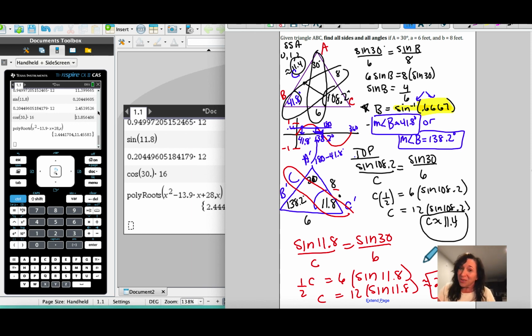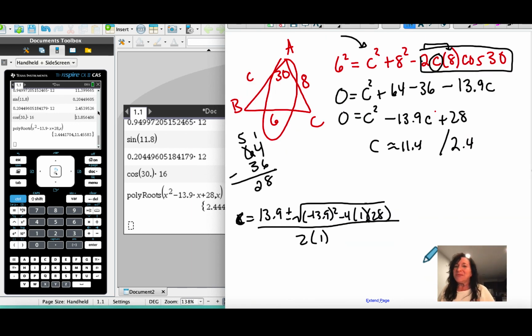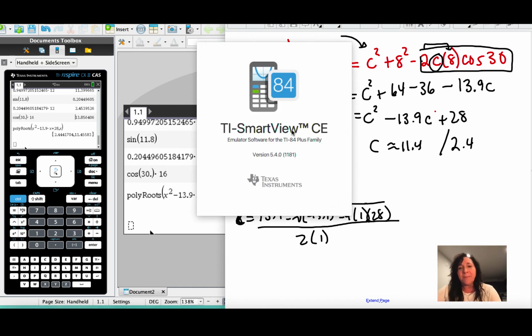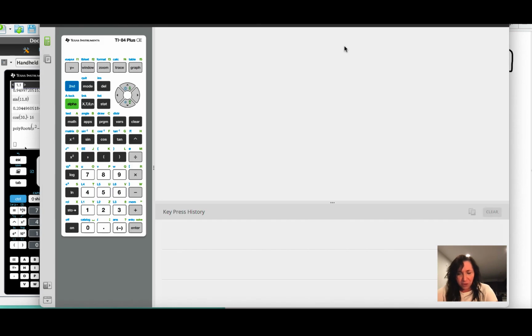What it didn't do, though, was give me all the angles. So if I had to find all the angles, then I do need to use the law of cosines. One other option, too, and I know I'm probably spending too much time on this, so you can just fast forward. But I did want to remind you that you can also do this.